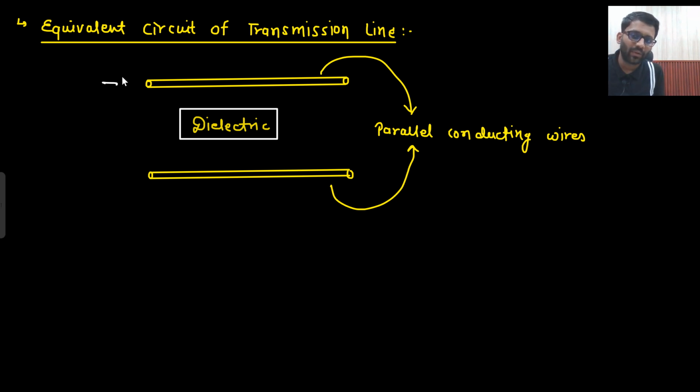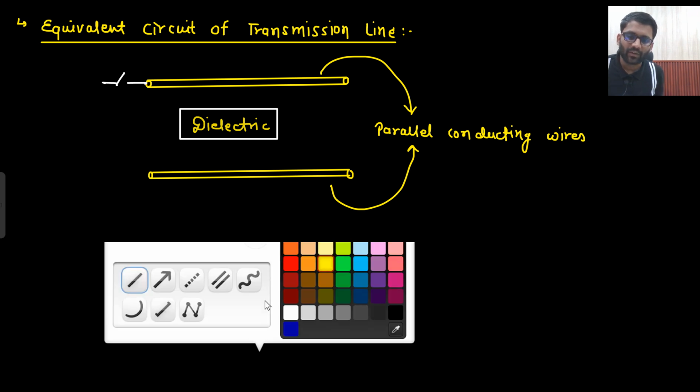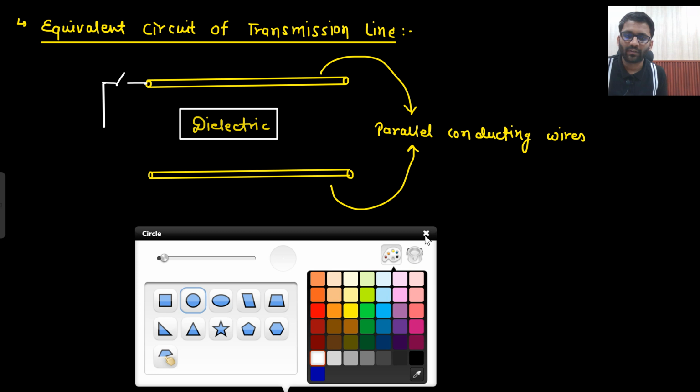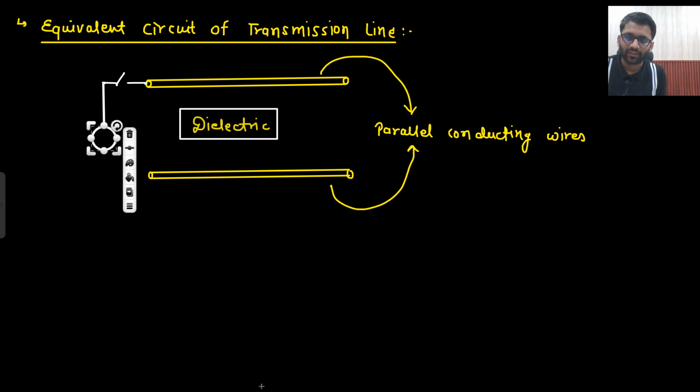Here what you are going to apply? You are going to apply a source. Here at this end you are going to apply a source, and at the other end you will have some load. That load I am not making. As of now you can consider that it is an open circuit load. So here there is a Vs source I am applying.